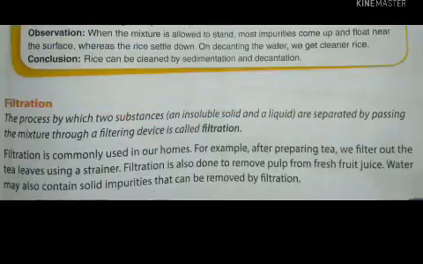Filtration is the process by which two substances, an insoluble solid and a liquid, are separated by passing the mixture through a filtering device. Filtration is commonly used in our homes for preparing tea. We filter the tea leaves using a strainer. Filtration is also done to remove the pulp from fresh fruit juice. Water may also contain solid impurities, and that can be removed by the process of filtration.